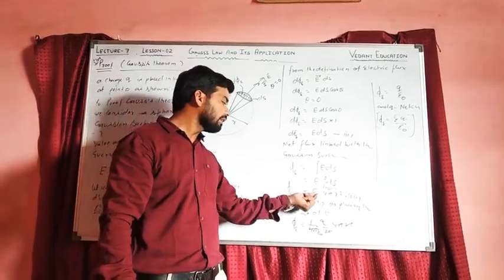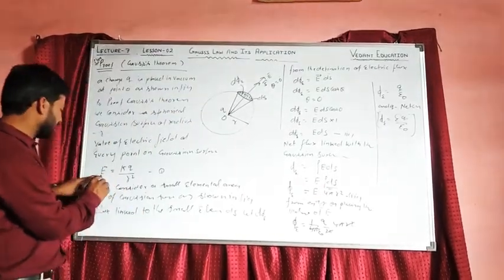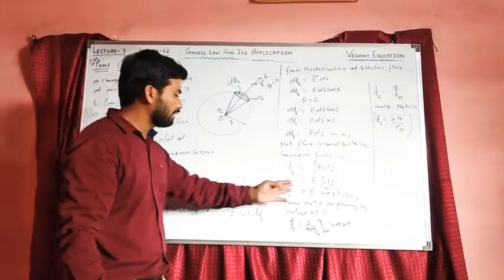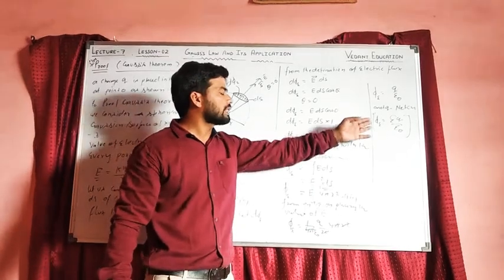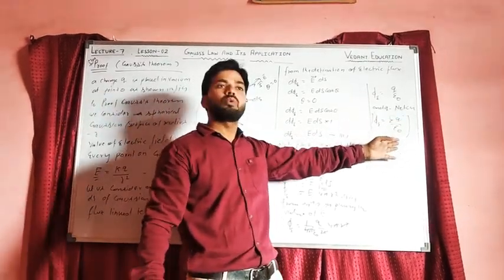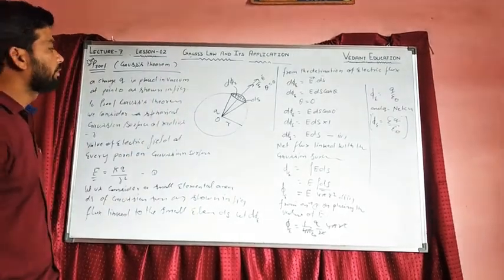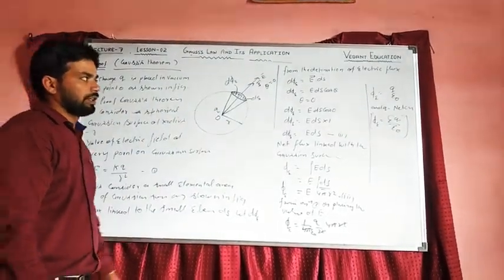Here, the term E, we have already determined the value of E in the first equation. By substituting the value of electric field E, we get the result phi E equals summation Q by epsilon 0. Guys, this is the proof of Gauss's theorem.